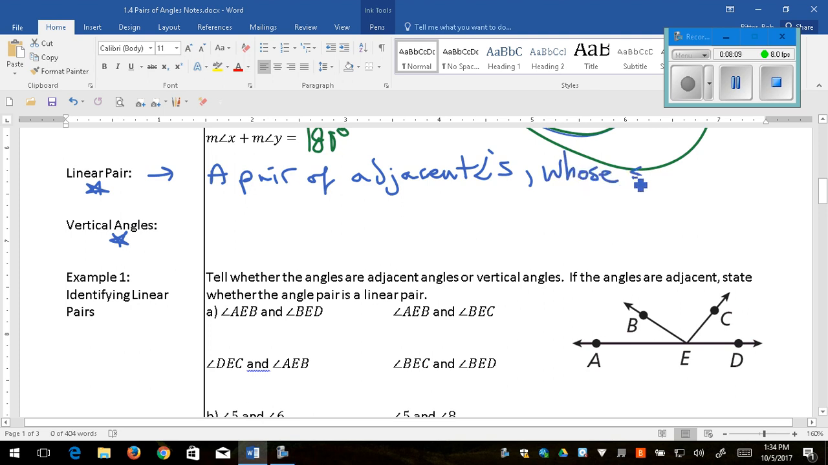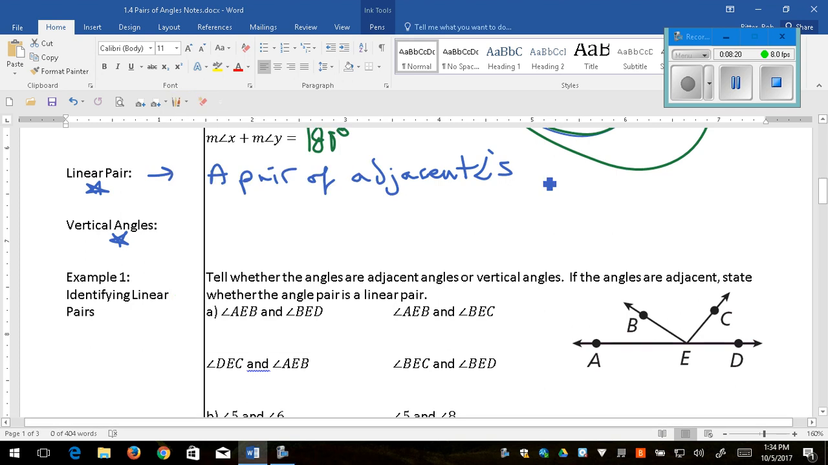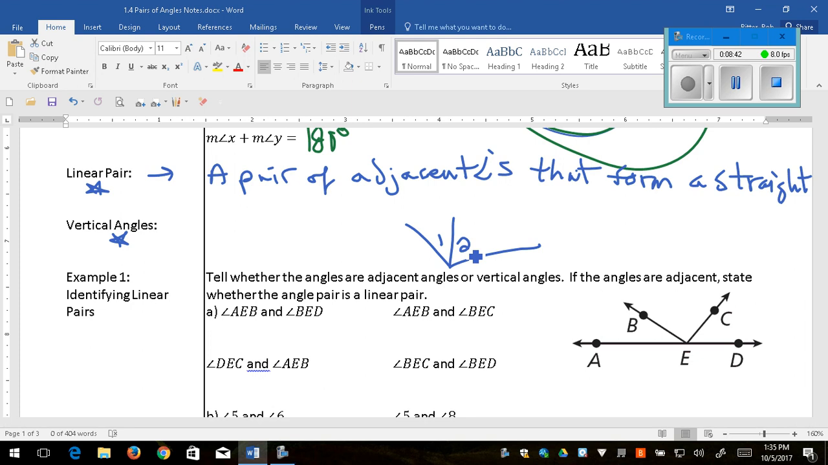Well, actually, that's not the definition. Hold on. Not whose sum is 180. That form a straight angle. So we can have adjacent pairs that are not linear pairs. For example, and you don't need to draw this, there's two angles, angle 1 and angle 2 are adjacent. But they're not a linear pair because to be a linear pair, they'd have to connect to make a bigger angle, to make a straight angle. And so those are adjacent but not linear.